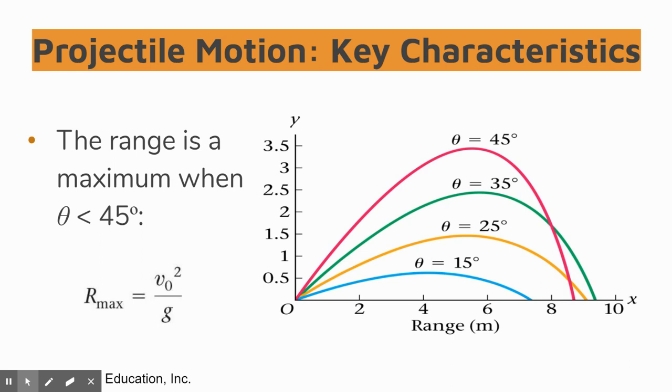So the range is going to be a maximum at some point when theta is less than 45 degrees. For this particular item, that's true at 15 degrees. So less than 45 degrees is when our maximum range occurs. And that's all I was going to mention about that.